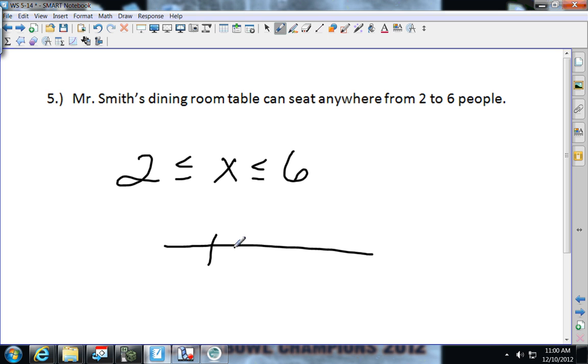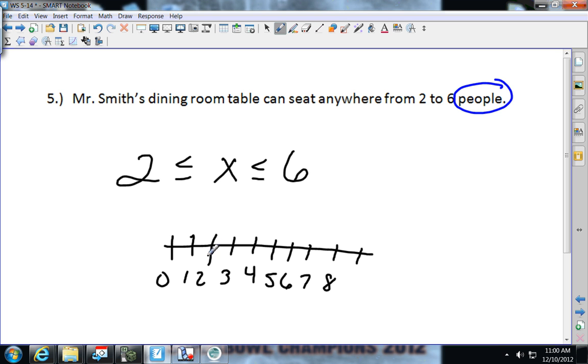So now when we go to graph it, 0, 1, 2, 3, 4, 5, 6, 7, 8. All right. Now wait, is this going to be continuous or discrete? Discrete because I'm talking about people. You're either going to have 2 people at the table, 3, 4, 5, or 6.